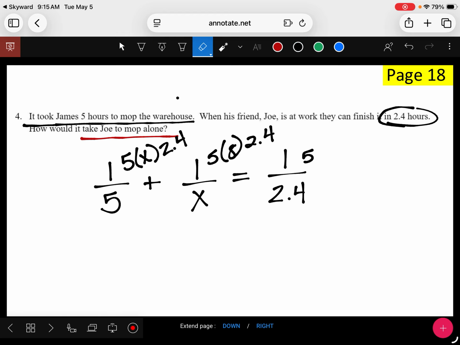That x looks like an 8. Hold on. All right, go ahead and finish it out.